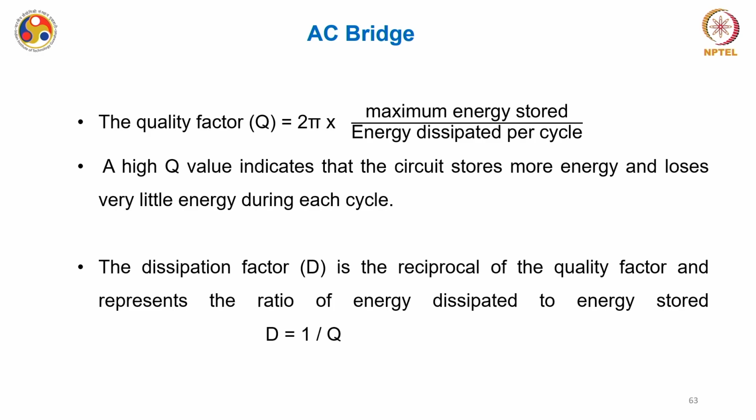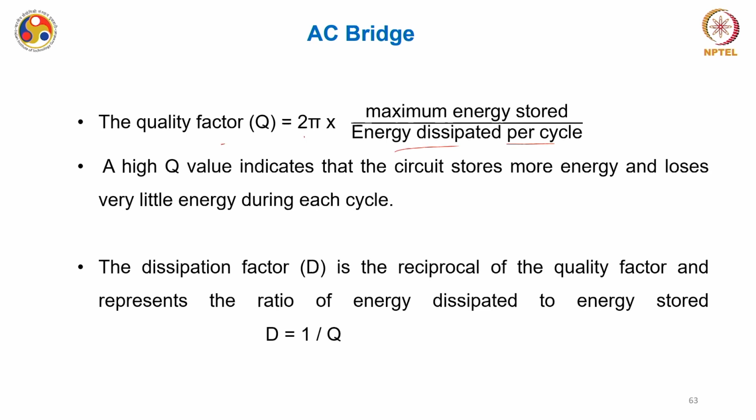One important thing in AC bridges is the quality factor, which is defined by this equation: Q = 2π × maximum energy stored / energy dissipated per cycle. A high Q value indicates that the circuit stores more energy and loses very little energy during each cycle, because the numerator term is high in this case.